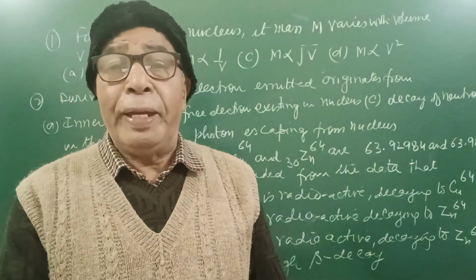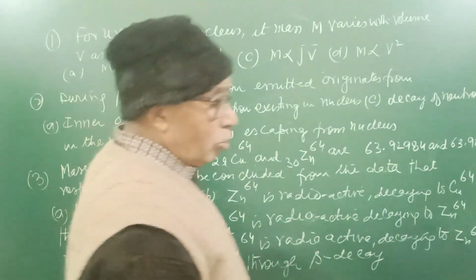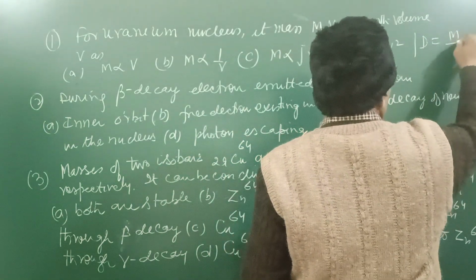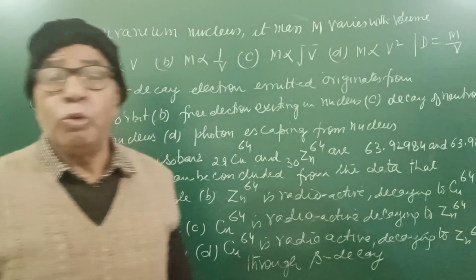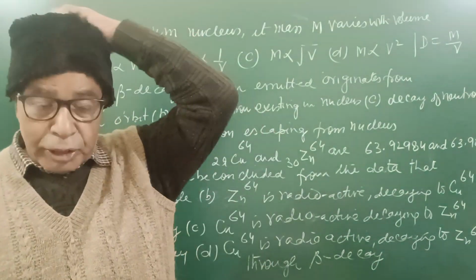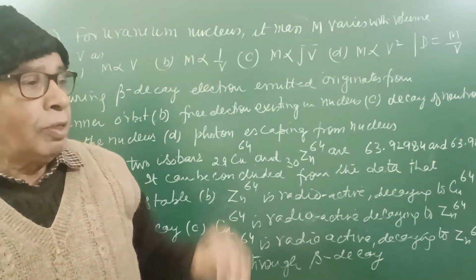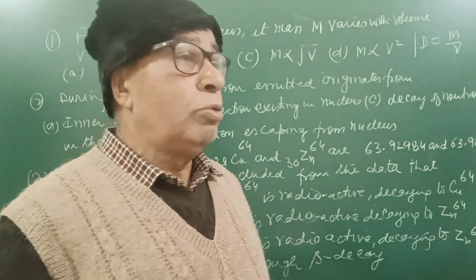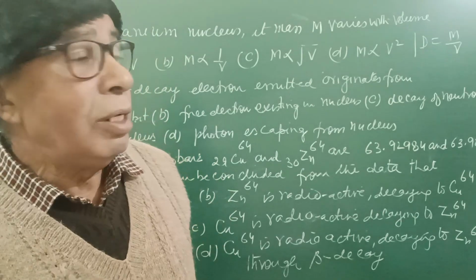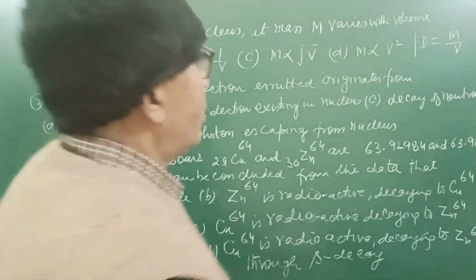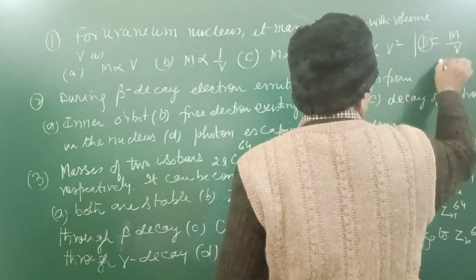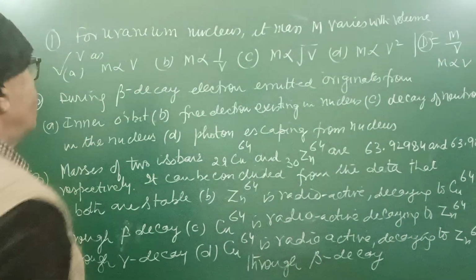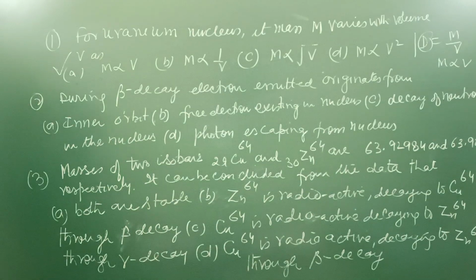Here we will use the fact that density equals mass upon volume, and the density of nuclear matter is a constant quantity for every nucleus. Whether it is the hydrogen nucleus, neutron or uranium nucleus, the density is the same. Since density is constant, m is proportional to V. First option is correct. I hope you have got my point.